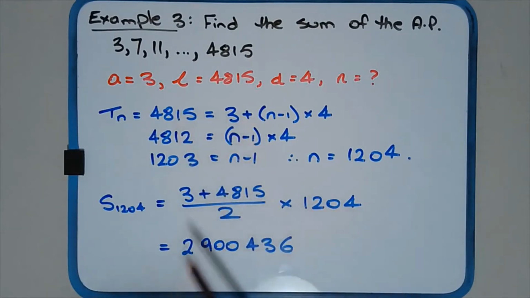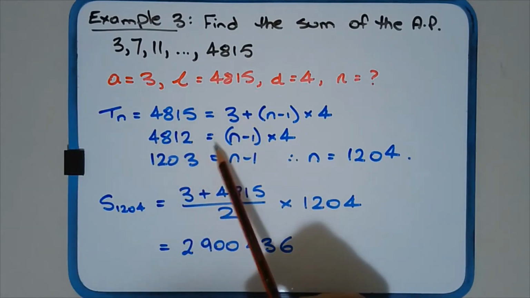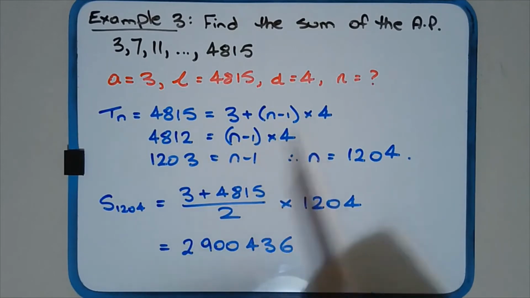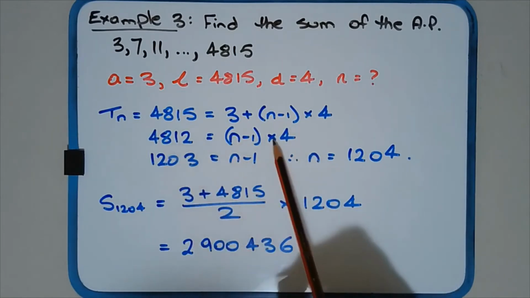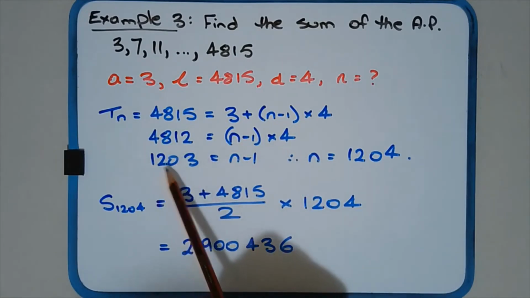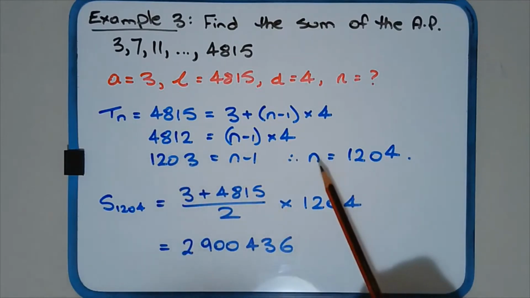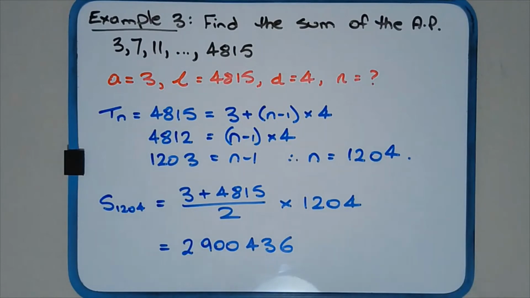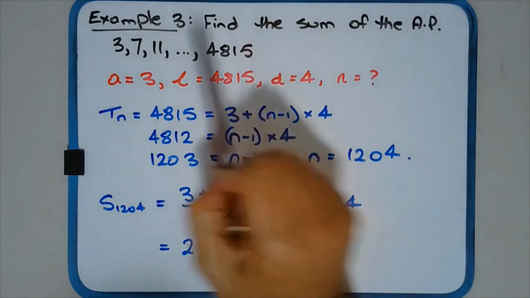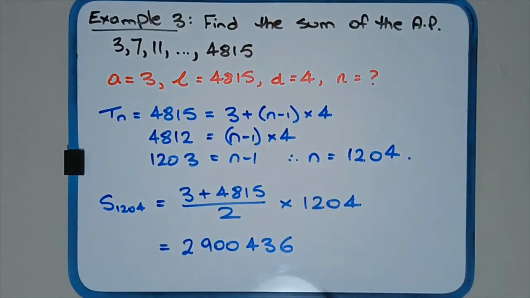Subtracting 3 from both sides, 4,812 is equal to n minus 1 in brackets multiplied by 4. Dividing both sides by 4, we have 1,203 is equal to n minus 1. Adding 1 to both sides, we have n is equal to 1,204. So there are 1,204 terms in this arithmetic progression that we want to add together.